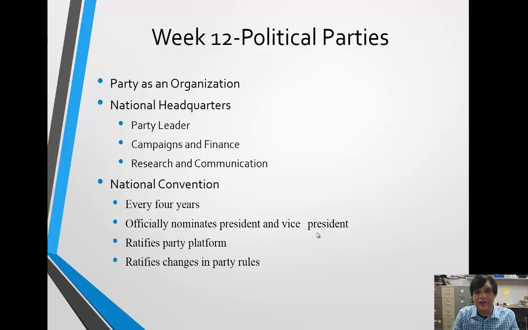Now, finally, we're going to go ahead and break this down just a little bit. Remember, with PIG, PIE, and PO, we're going to break it down just a little bit more. First off, we're going to talk about the party as an organization, the PO, if you will. Party as an organization is just really simple. There's a national headquarters, there's a party leader.